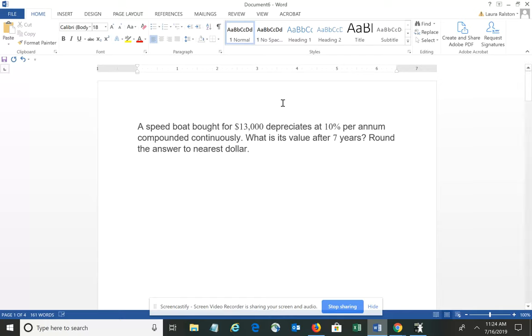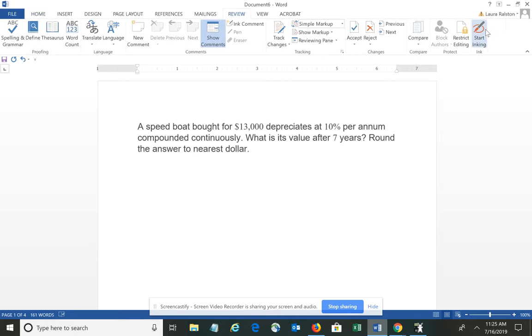It's important that you read the question and that you read it carefully. So the first question says, a speedboat bought for $13,000 depreciates at 10% per annum, compounded continuously. What is its value after 7 years? And it asks you to round to the nearest dollar.